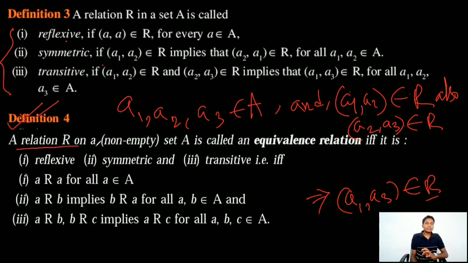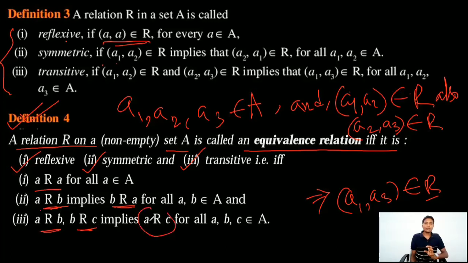A relation R on a non-empty set is called an equivalence relation if and only if it is number 1 reflexive, number 2 symmetric and number 3 transitive. Reflexive means all A belongs to set A, symmetric means if AB belongs to R, this implies BA also belongs to R, and transitive means if AB and BC belong to R, this implies AC also belongs to R, for all A, B, C belonging to set A.